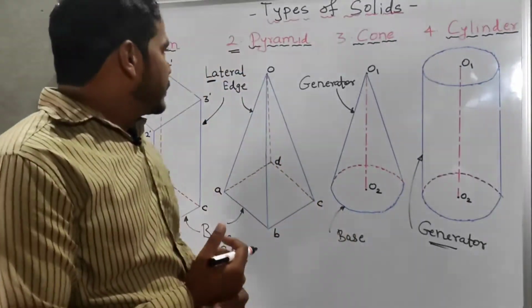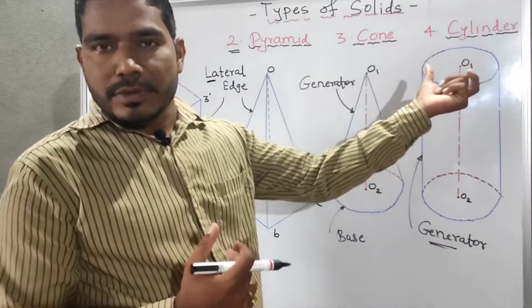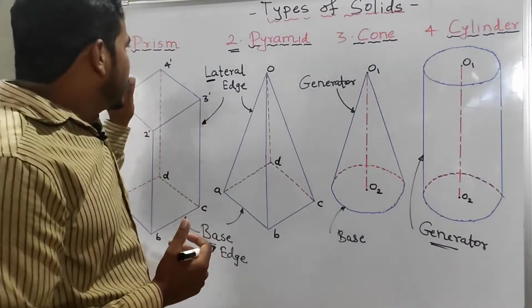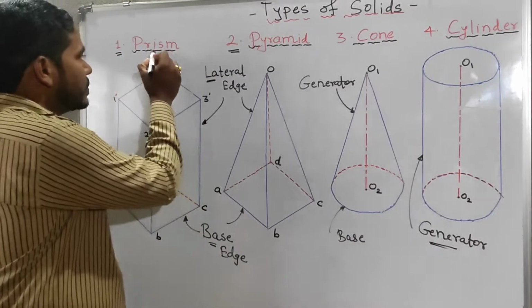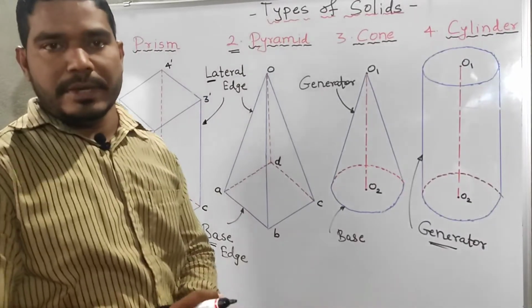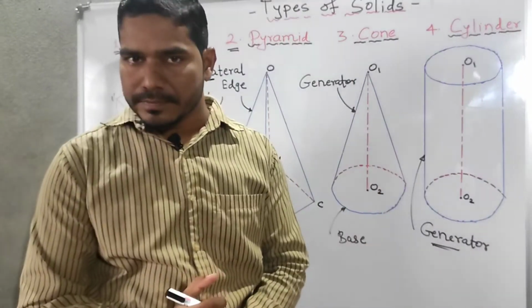Okay, and it is classified into two types. First one is the polyhedron, second one is the solids of revolution. In the polyhedron, two types are there, prism and the pyramid. And in case of the solids of revolution, cone and cylinder will come.